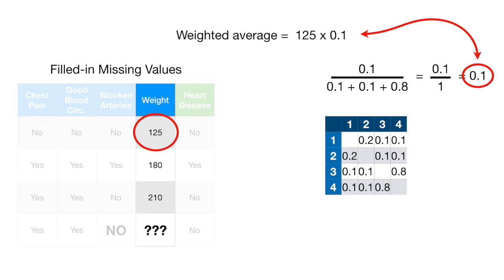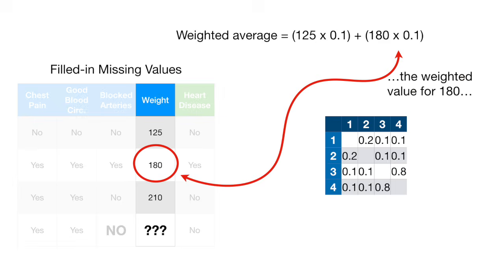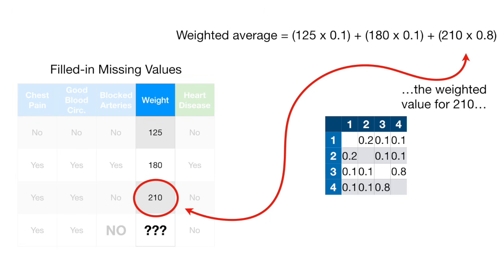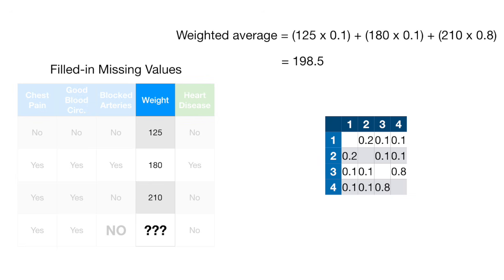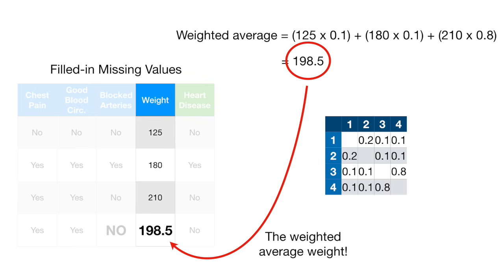So sample 1's weighted average weight is 0.1. Here's the weighted value for sample number 2, who weighs 180. Here's the weighted average value for sample number 3, who weighs 210. Ultimately, the weighted average of weight is 198.5. And remember, the weights that we used in the weighted average were based on proximities.